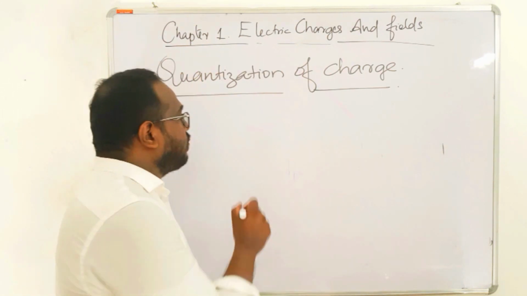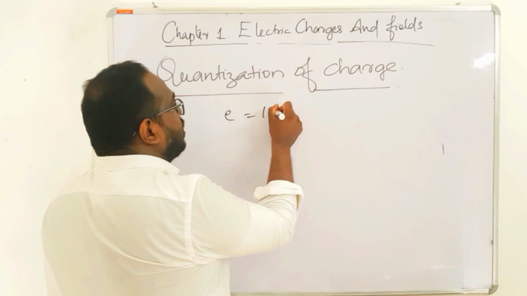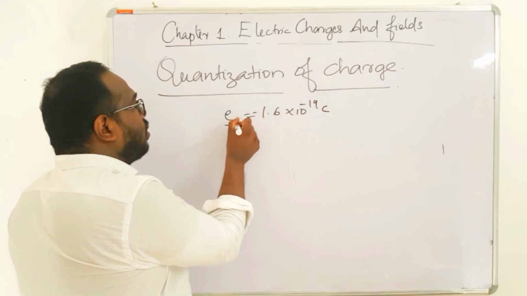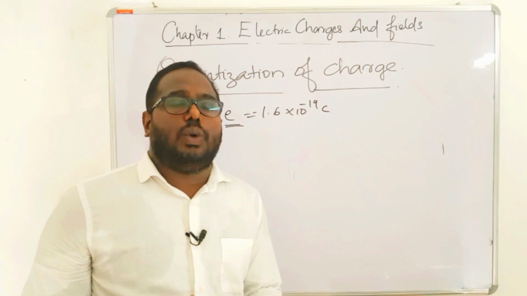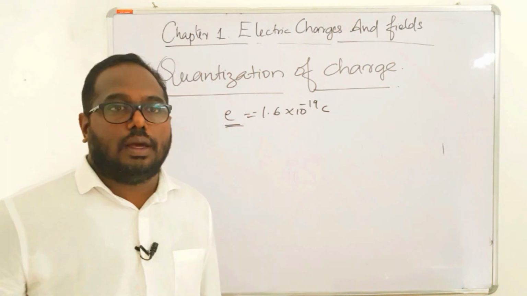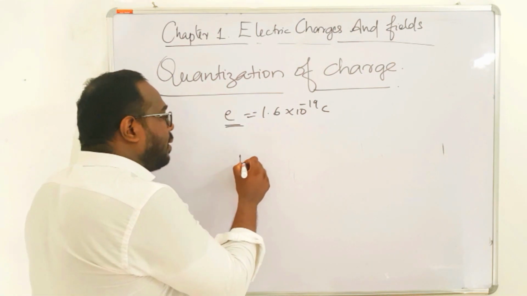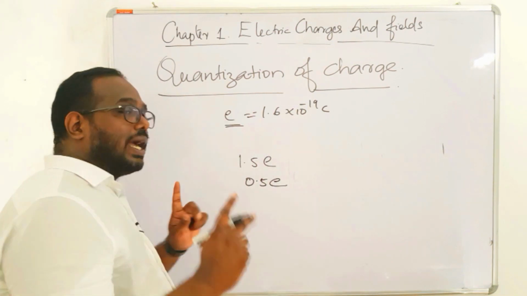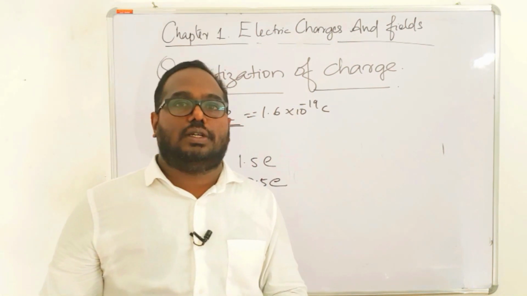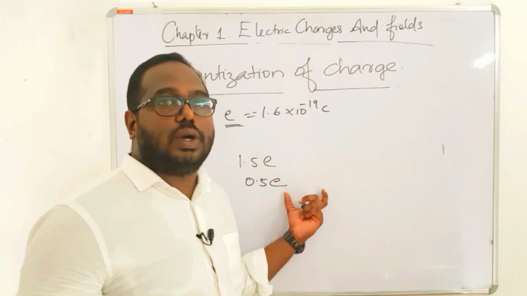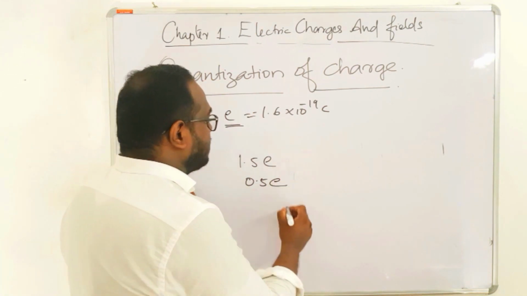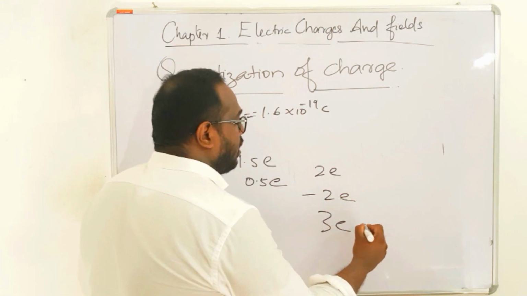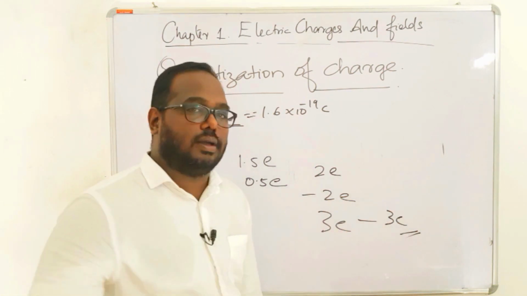What is the charge of an electron? e is equal to 1.6 into 10 raised to minus 19 coulomb, okay? This is the smallest possible. Beyond that, we cannot go. Okay, you cannot transfer 1.5 e or 0.5 e. You cannot divide the elementary charge. So charge can exist only in integers of e. It will exist like 2e, minus 2e, 3e, minus 3e, like that only.